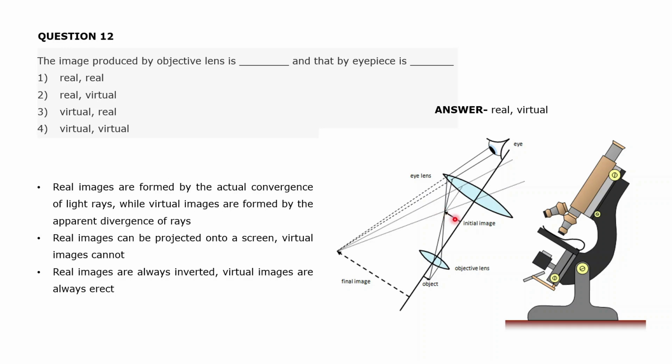Because the image is formed by convergence of light rays, it is actually called a real image. So it is a real as well as inverted image that is produced by the objective lens. Using this particular image formed by the objective lens, the eyepiece actually provides a magnified image of that image itself.